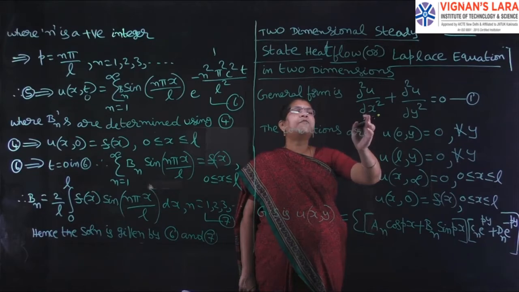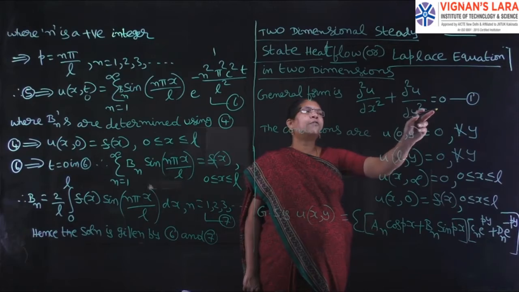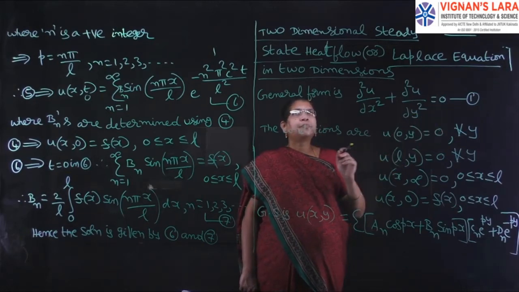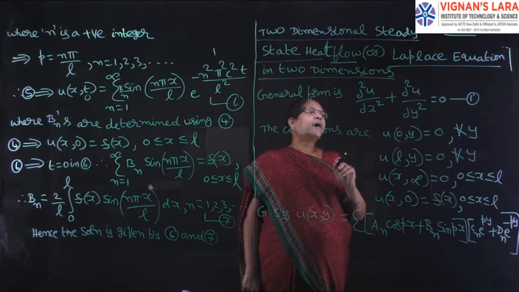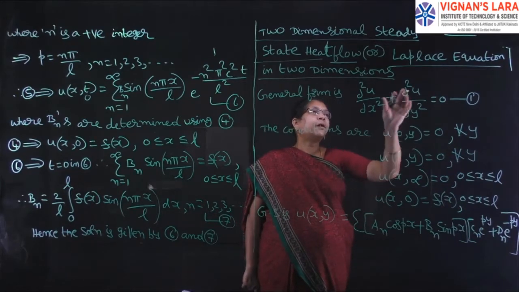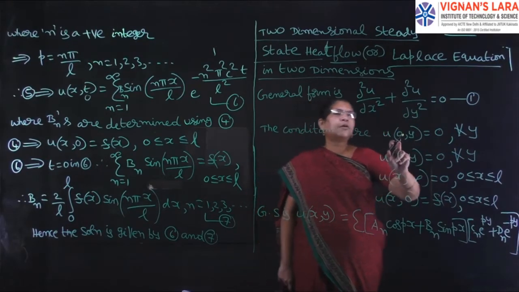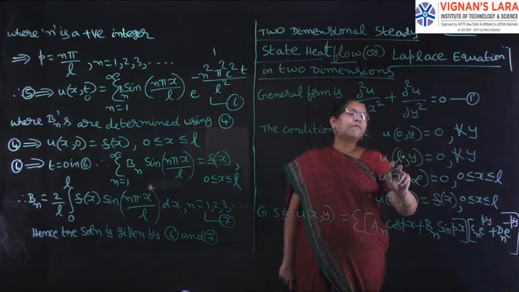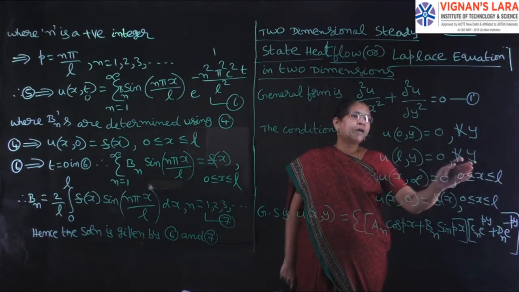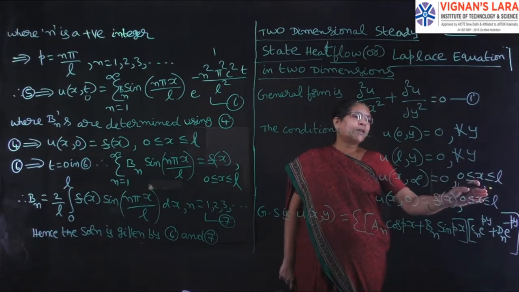What is the general form? Dou square u by dou x square plus dou square u by dou y square equal to 0. So, to solve the two-dimensional steady state heat equation or Laplace equation, we have to remember the general form and the 4 conditions. What are the 4 conditions? U of 0 comma y equal to 0 for all y. U of L comma y equal to 0 for all y. U of x comma infinity equal to 0, where 0 less than or equal to x less than or equal to L.